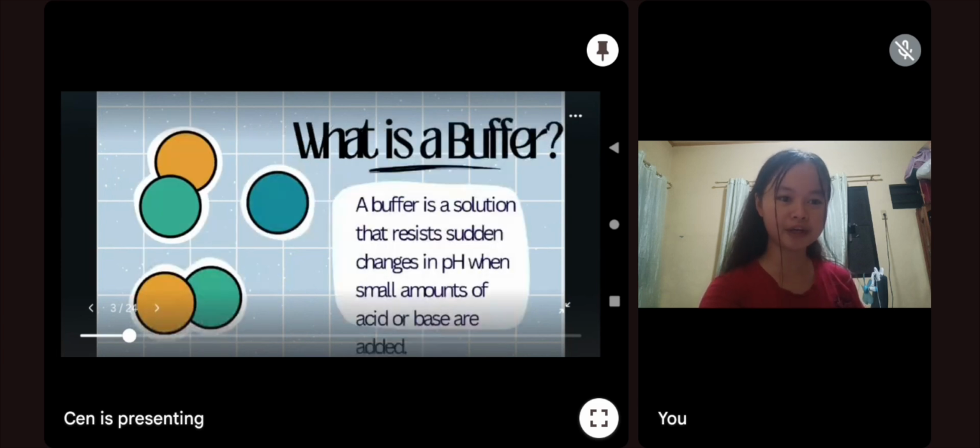Now, what is a buffer? A buffer is a solution that resists sudden changes in pH when small amounts of acid or base are added. So basically, a buffer resists pH in a specific range.